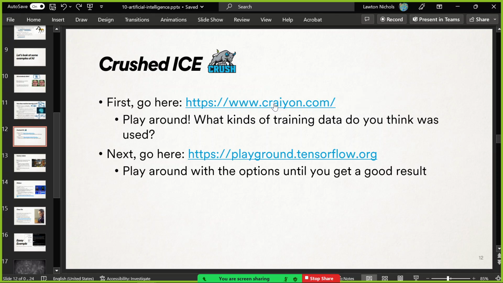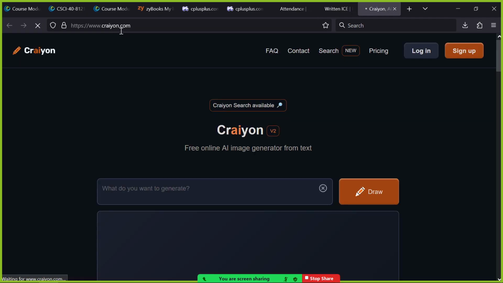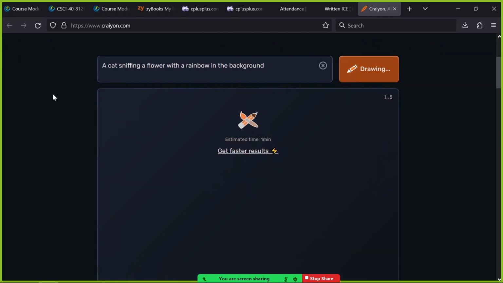Okay, so it's called crayon.com with AI inside of it, C-R-A-I-Y-O-N, and you give it a little prompt, say what do you want it to generate, like, I don't know, a cat sniffing a flower with a rainbow in the background. Something weird, and it will just figure it out.